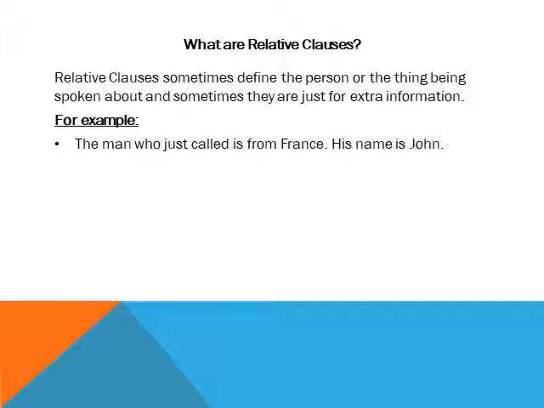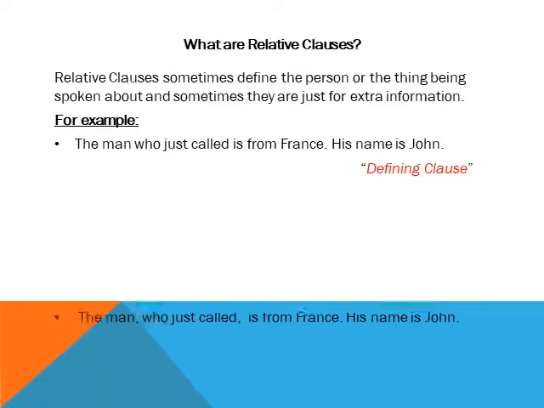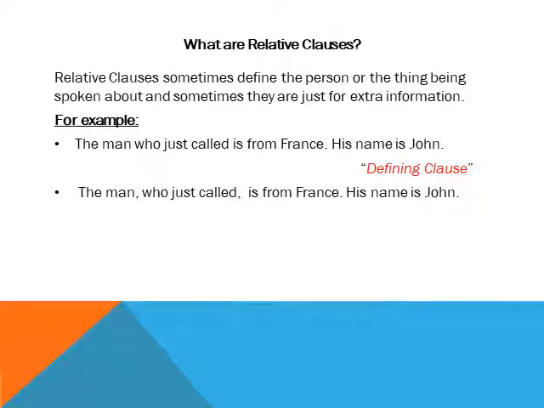His name is John. This is a defining clause because it gives necessary information. We cannot omit it. Number 2, the man, who just called, is from France. His name is John. This is a non-defining clause.